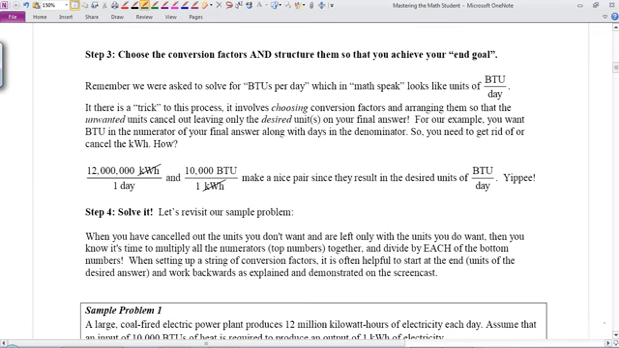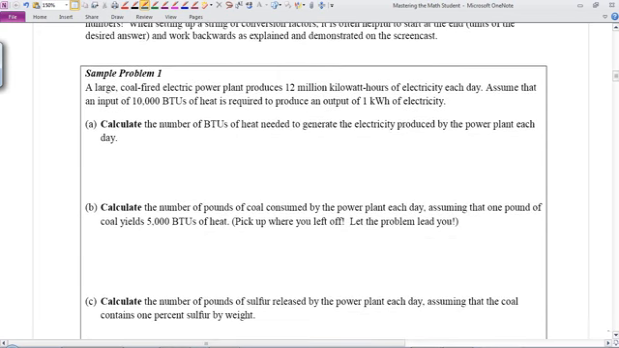All right, so once you've contemplated your conversion factors, you're just going to choose them and structure them like we just discussed so that I will get rid of kilowatt hours, but I will get BTUs per day. That's what we want. So finally, the final step is to just solve this sucker. So let's go for it. What do we have going on?